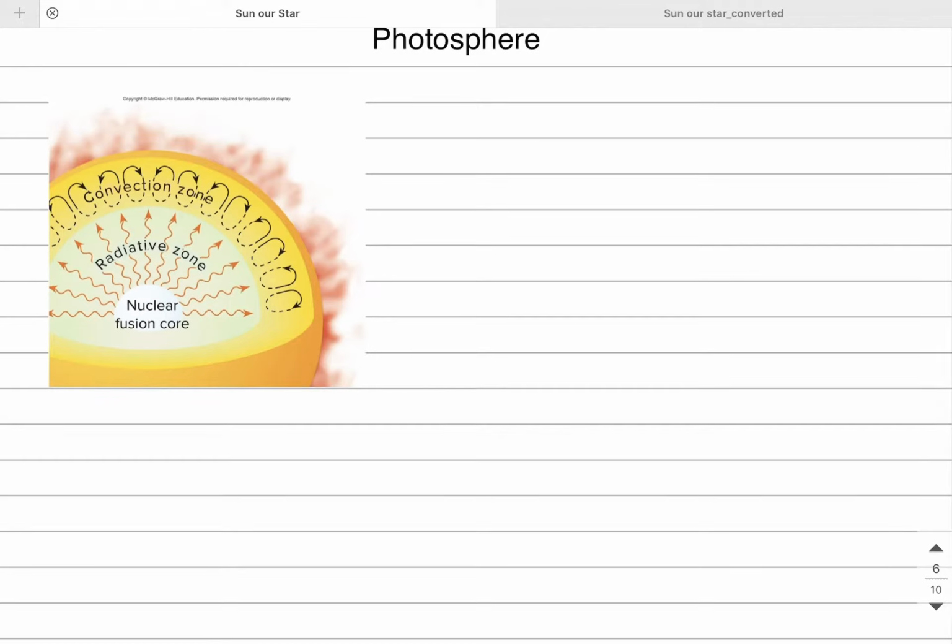In this video, I'll be talking about the photosphere. In this picture, this represents the photosphere. The photosphere is the visible surface of the sun. All right? What we see through our naked eye sometimes or through a telescope is the visible surface of the sun.